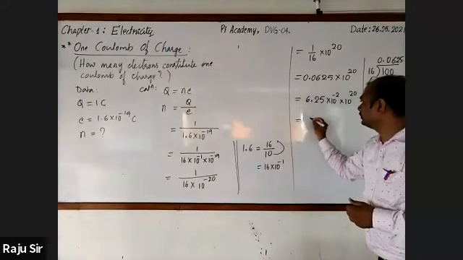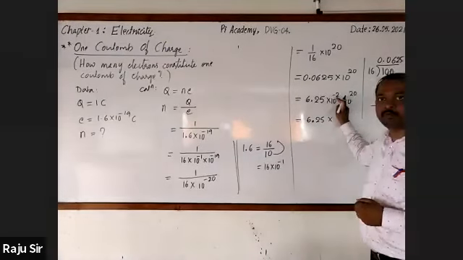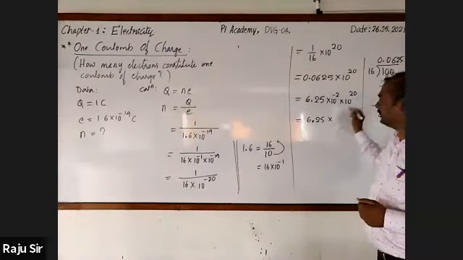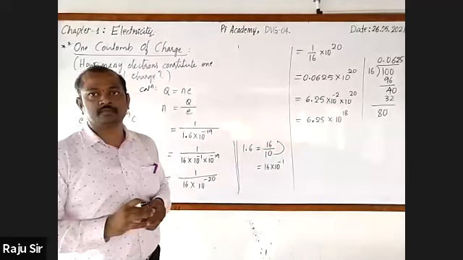Now this is equal to 6.25 into 10 raised to the power minus 2, 10 raised to the power 20, it is 10 raised to the power 18. Hope that you have understood the calculation.